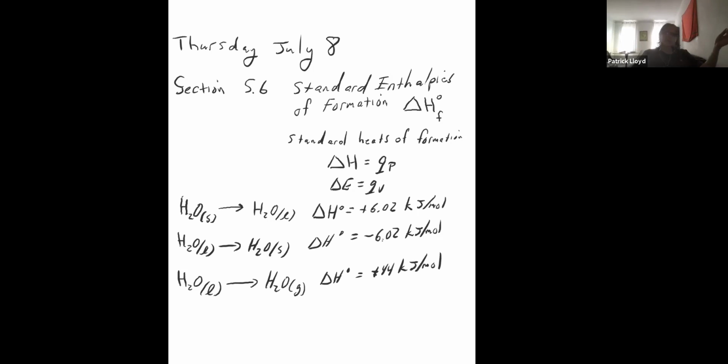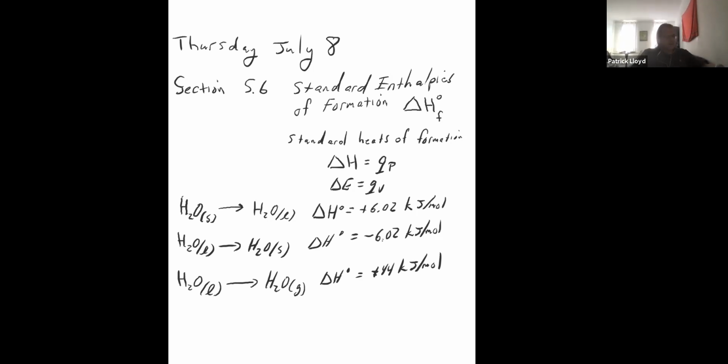Okay. Endothermic, right? It takes energy to boil water. Water doesn't just boil on its own, right? Well, if we lower the pressure of the atmosphere to a low enough value, it actually will boil on its own. But at atmospheric pressure, you've got to put in 44 kilojoules of energy, of heat, in order to boil that water.